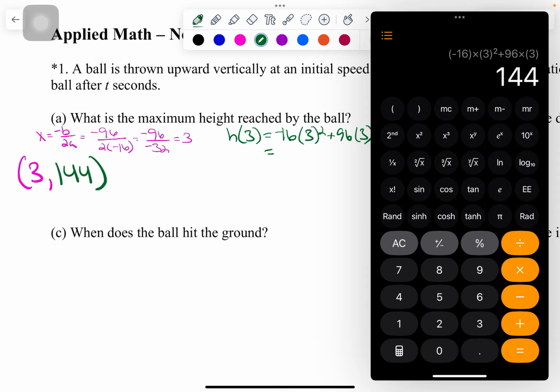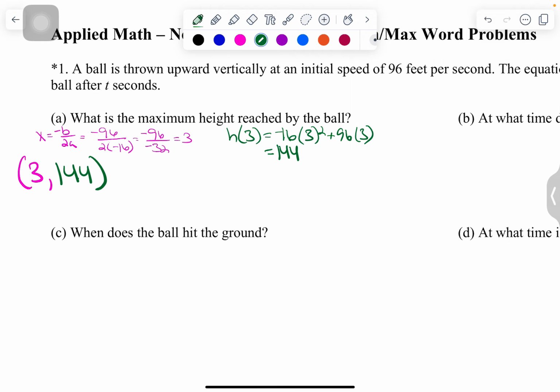All right, so 144. I do want to double check that, just to make sure I'm not doing anything totally weird. So that's negative 144, and then 96 times 3 is that, plus the 144 that was negative. Yeah, it is still 144. It did actually work out. I wanted to make sure this particular calculator does what I wanted it to do.